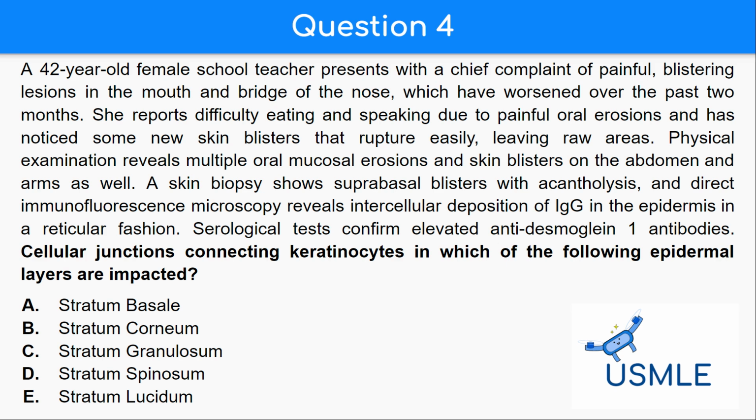A skin biopsy shows suprabasal blisters with acantholysis, and direct immunofluorescence microscopy reveals intercellular deposition of IgG in the epidermis in reticular fashion. Serologic tests confirm elevated anti-desmoglein 1 antibodies. Cellular junctions connecting keratinocytes in which of the following epidermal layers are impacted? A. Stratum basale. B. Stratum corneum. C. Stratum granulosum. D. Stratum spinosum.